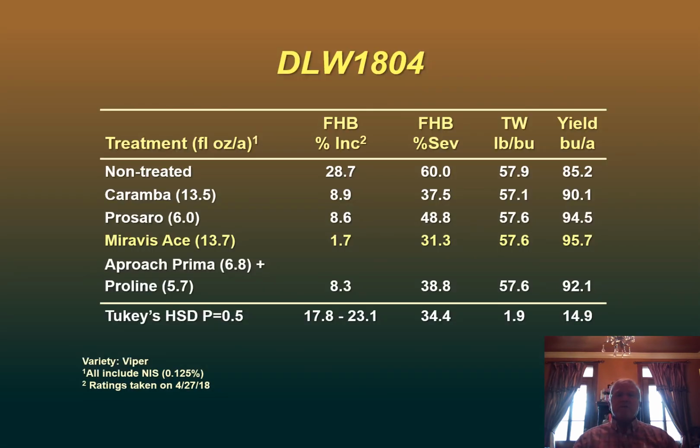This is some work that was done in 2018. Probably the 3 products of choice are going to be Caramba, Prosaro, and Miravis Ace for managing head scab. And if you look at the results in that particular test, the Miravis Ace looked pretty good. The Caramba and Prosaro may not be quite as good as the Miravis Ace in this case, but it was definitely better than the non-treated.